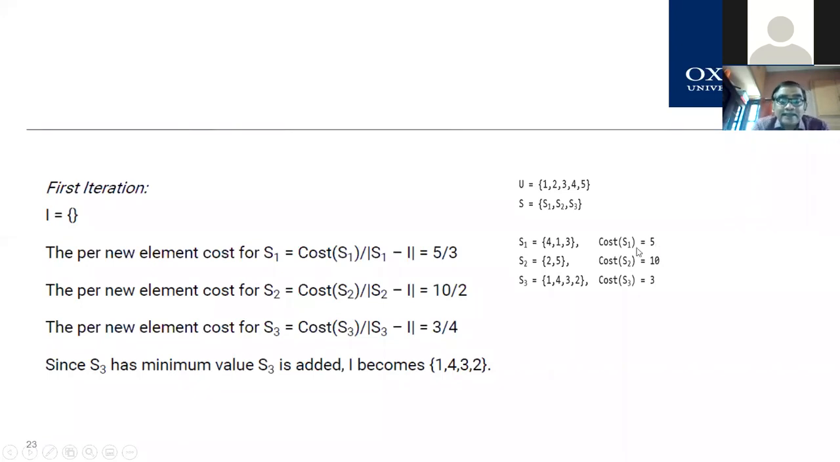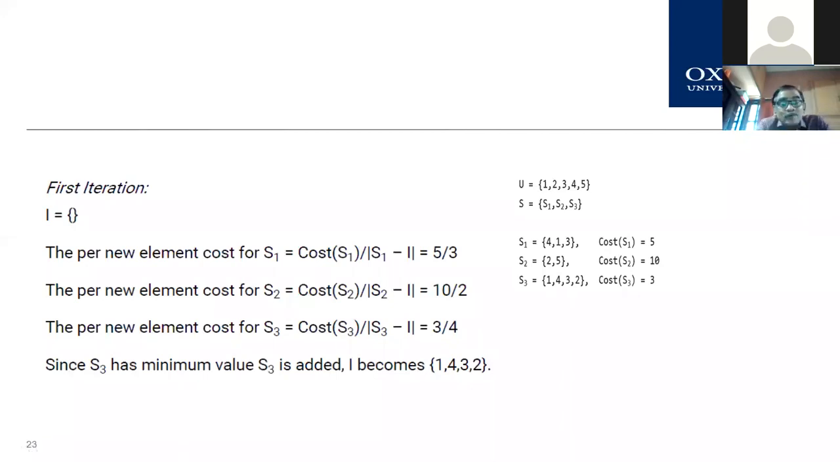So what I can do is take the ratio of cost divided by how many elements there are. It is going to be 5 by 3. And what about the second set? The second set cost is 10, and only two elements are there, so it is going to be 10 by 2. And for the third set, it is going to be 3 by 4. So which is having the minimum value? The minimum value is 3 by 4. Therefore, I will add S3 into the solution.